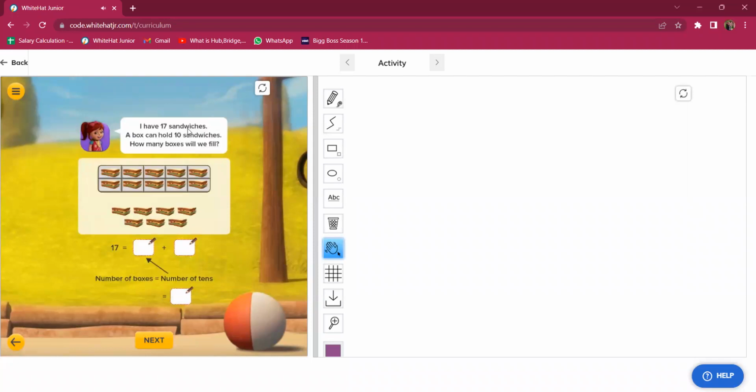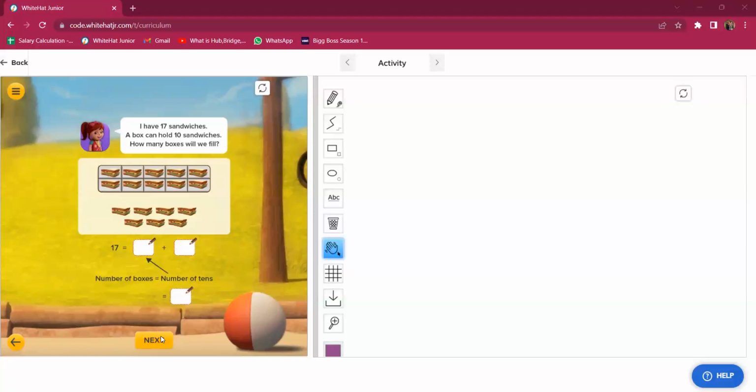So I have 17 sandwiches. A box can hold 10 sandwiches. How many boxes will be filled? Total 17 sandwiches are there, correct? So here we will write 10 plus 7. Number of boxes, that is number of tens, right? So only one 10 is there, so only one box will be required. So we write here how many tens are there? Only one. So only one box will be filled. Let's go to the next question.